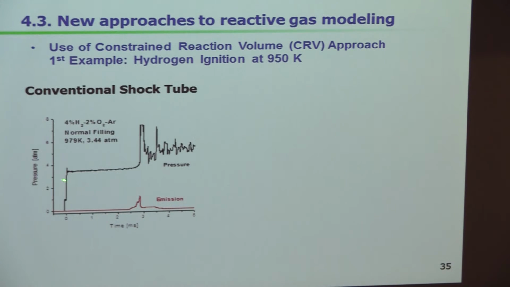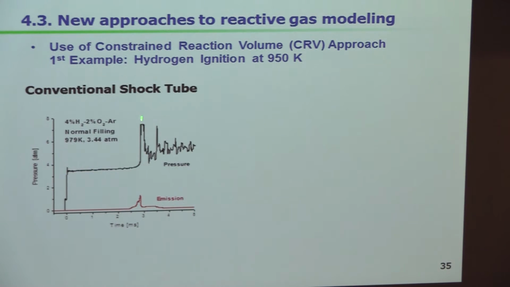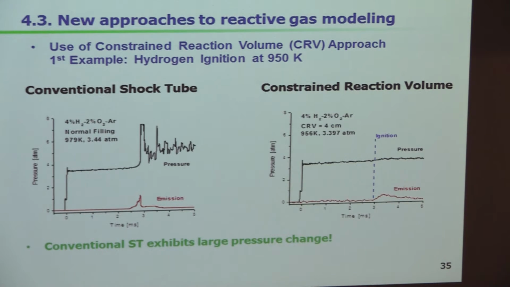Here's the conventional shock tube, hydrogen, oxygen. Here's this, it burns right there. Also, we had not solved the dP/dt problem. Notice that the pressure is changing with time. Now, if we use this constrained reaction volume idea, you can't really tell the difference in the pressure histories with and without combustion. You can see it in the emission. It's still burning, but you can't see it in pressure anymore.